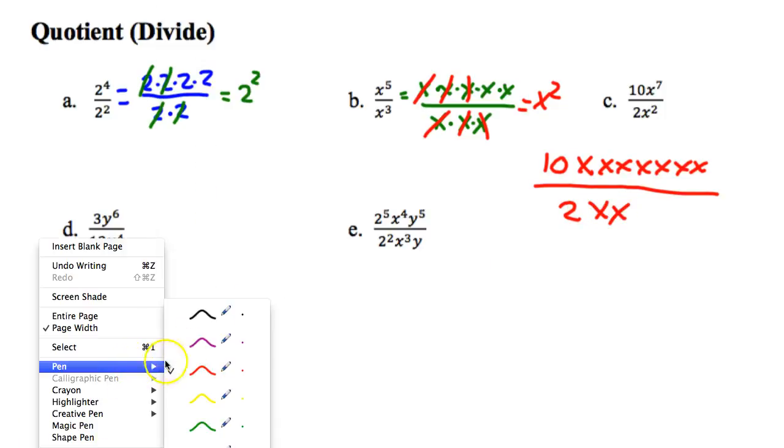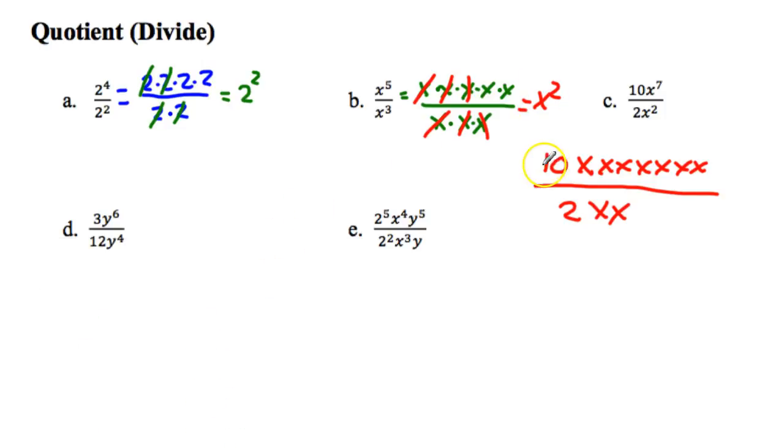All right, what will cancel from there? Well, this 10 and the 2, I can simplify that. If I divide the 10 by 2, I get 5. If I divide the 2 by 2, I get 1. So I can really say 5 divided by 1.